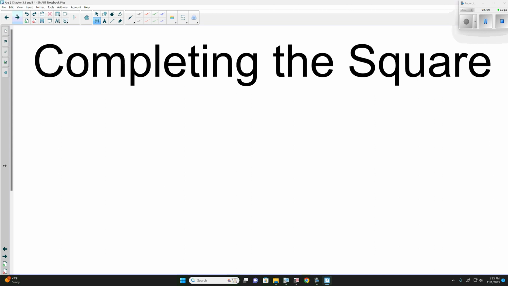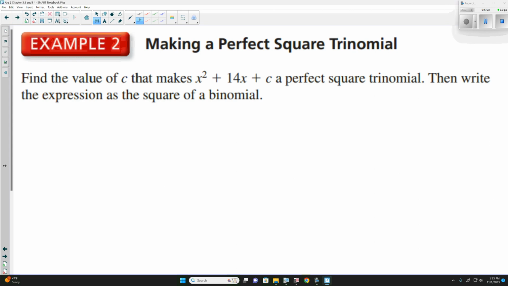Now this slide's not on your note sheet, but completing the square is the first method that works every single time. And the key to it is getting a perfect square trinomial, a quadratic that we can write as a single set of parentheses squared. Now to do that, our first one here is being able to take any quadratic and turn it into a perfect square trinomial. And to do that, we need to find the right value of c, the constant term.